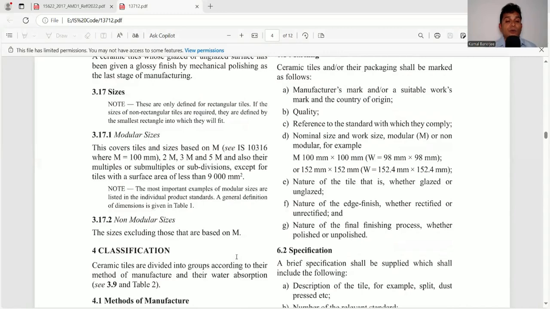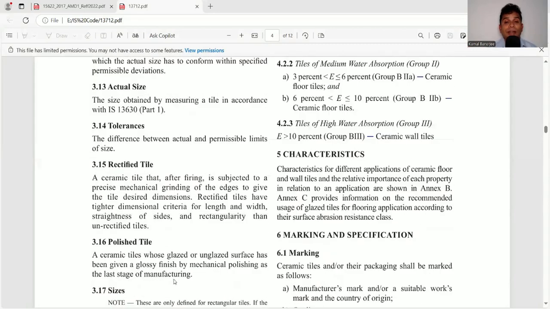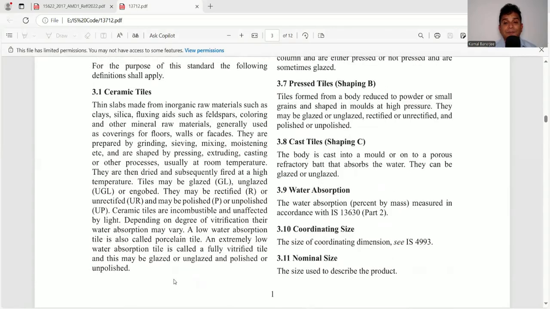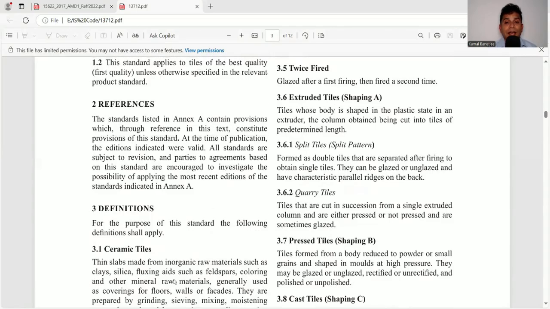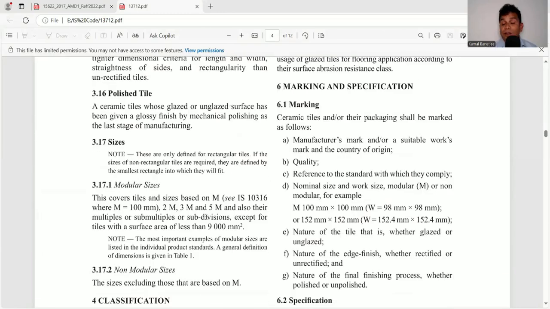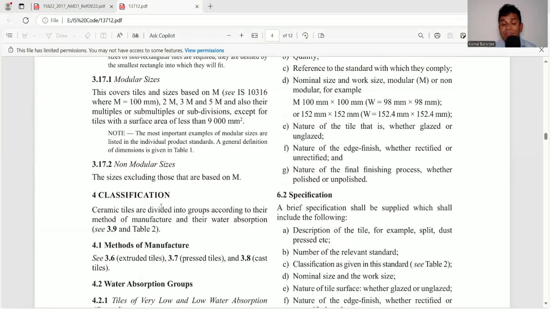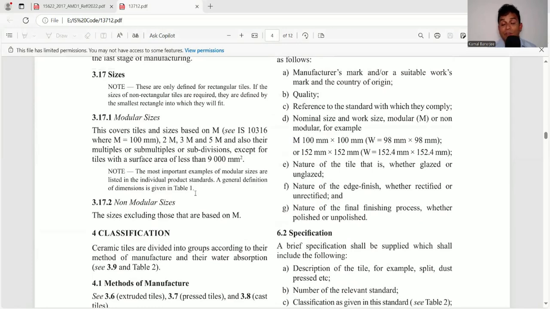That means our water absorption capacity is less than 0.08. Why is it important? Because depending upon this there are different criteria. I will come to that later in the other code, but before that we need to understand another thing. When you are making these tiles, these are the categories, and there are different sizes. Some are modular size and some are non-modular size.